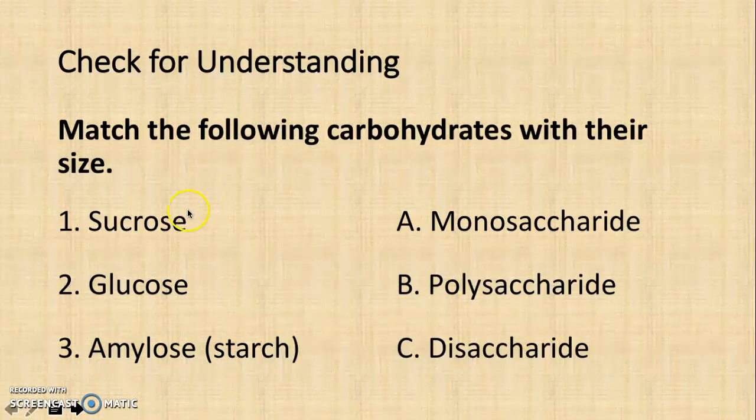And you might notice that our carbohydrates generally end in -ose. So cellulose, fructose, sucrose, glucose, amylose. That's a way that we indicate that it's a carbohydrate, with that type of name ending in -ose.